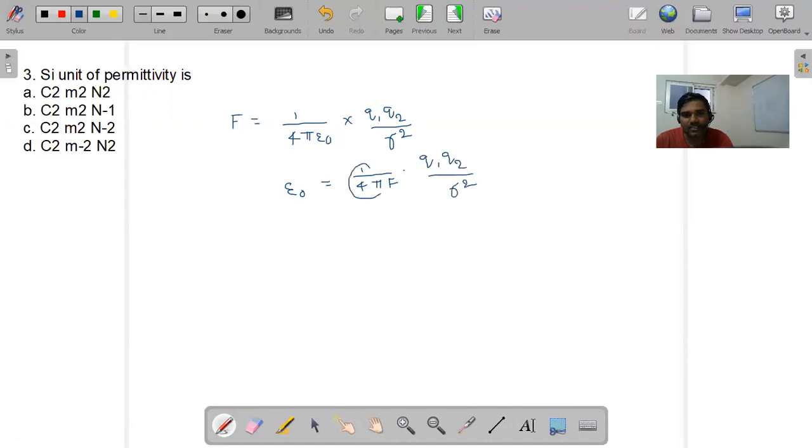Now anyway this is constant, so we have q1 q2, that is charge. SI unit of charge is coulomb, so coulomb into coulomb, that is coulomb square, and force is Newton, then the distance is meter square. Now further if I rearrange, coulomb square per Newton per meter square. So this is the option. So coulomb square per Newton and per meter square. You just check here. Here we can write meter square. So coulomb square per meter square per Newton. So this is the answer.